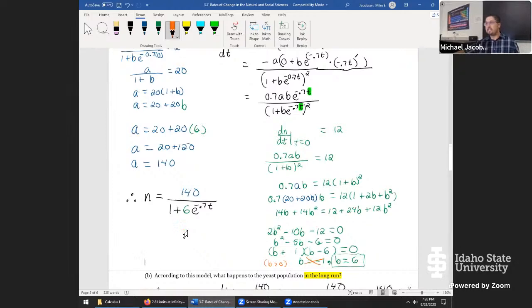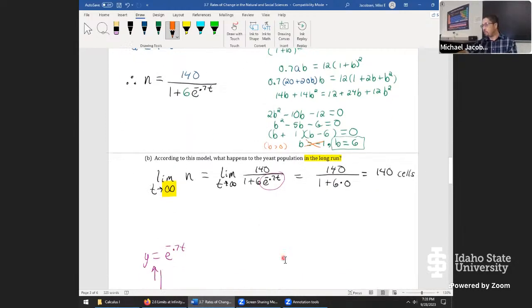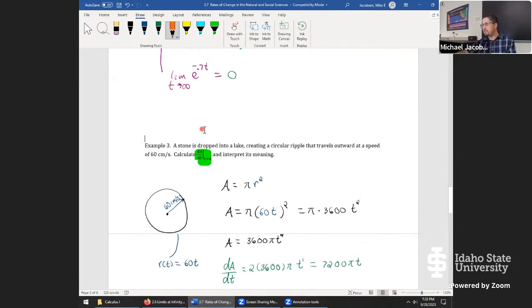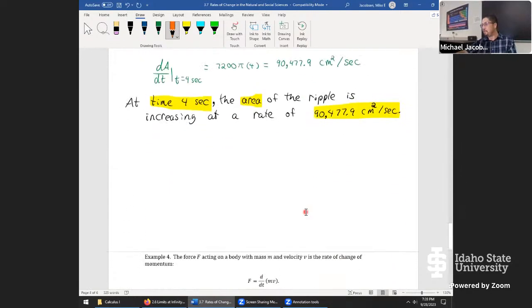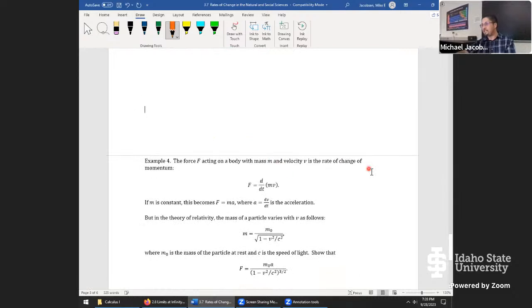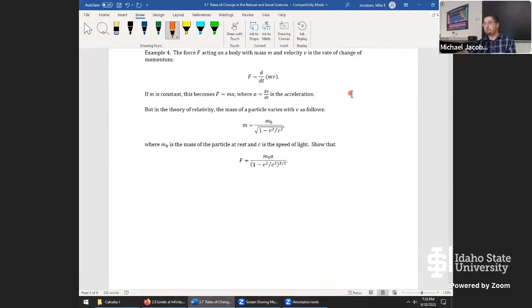Okay, the next one is not from cell biology like this one. It's not the geometry problems throwing in the lake we finished off last time. We're going to take a look at physics, which always makes me uncomfortable. Too bad we don't have Professor Barnaby with us, but we can still get through this kind of problem. It says here, the force F acting on a body with mass m and velocity v is the rate of change of momentum.